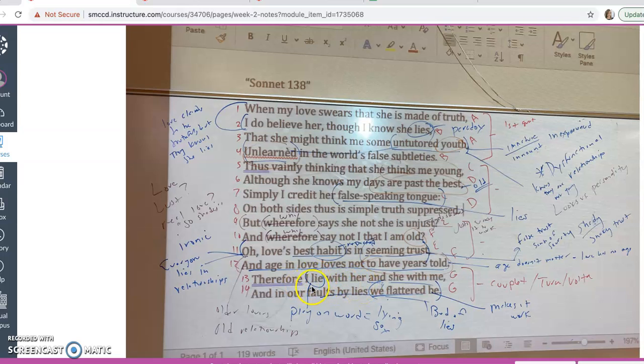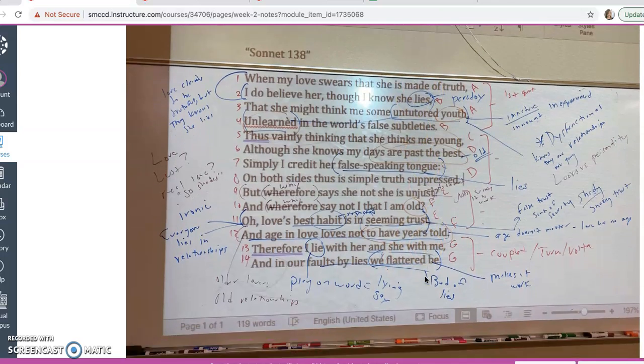So it could be referring to lies that you say with your mouth, or it could be saying to lie with someone sexually. So, "Therefore I lie with her and she with me, and in our faults by lies we flattered be." So it could have two meanings. It could be that by lying to each other, we appease the relationship, or it could be a bed of lies, or it could be a play like we are intimate with each other to cover our lies, right? So that's just a way that you could interpret this poem.